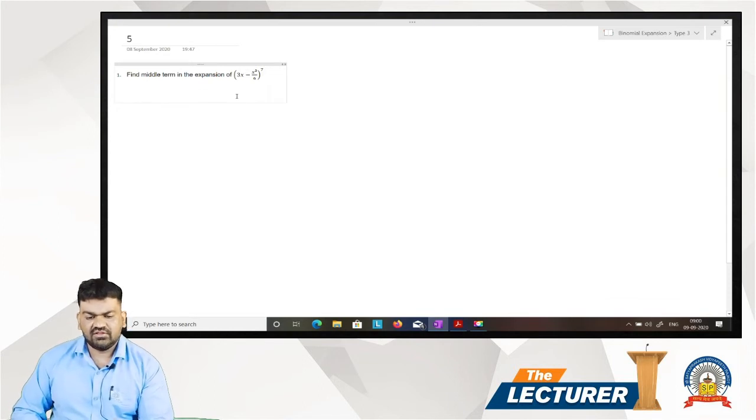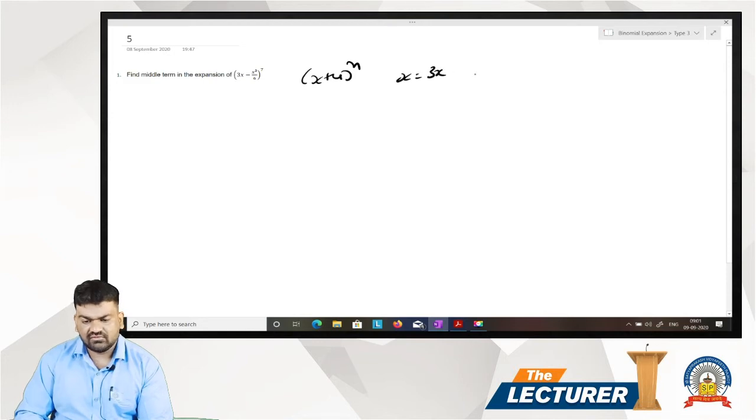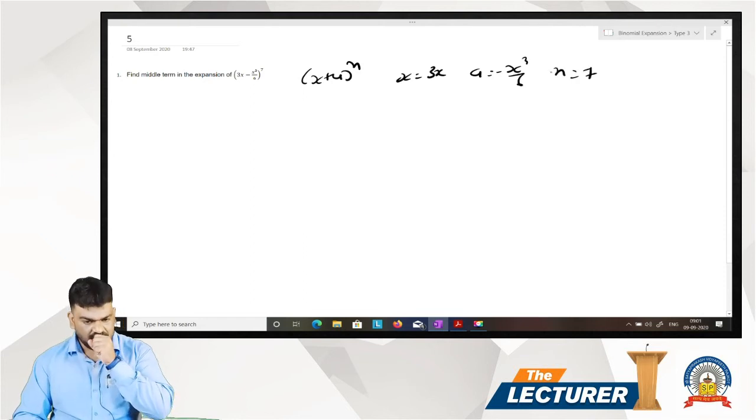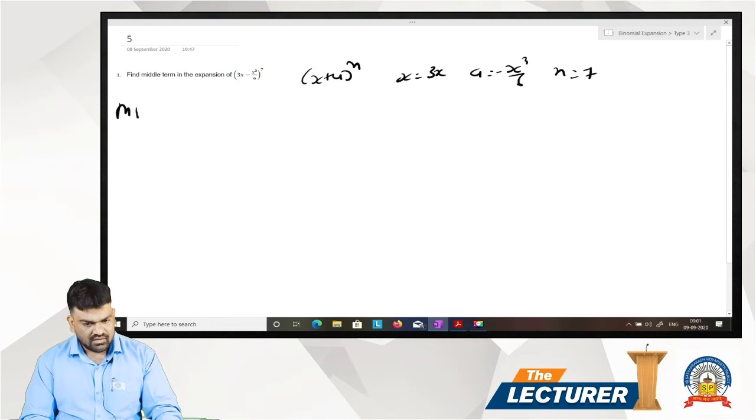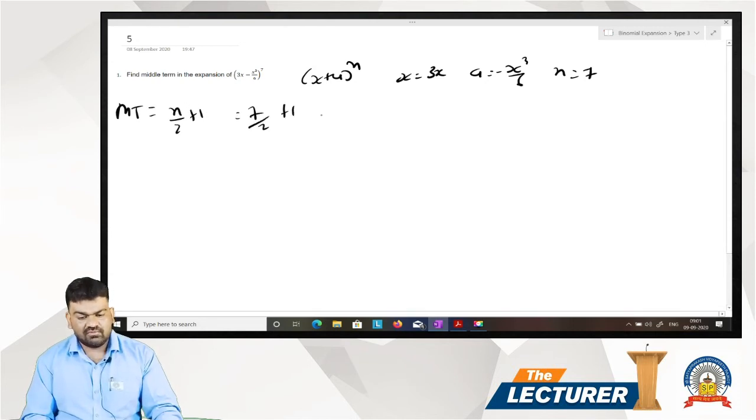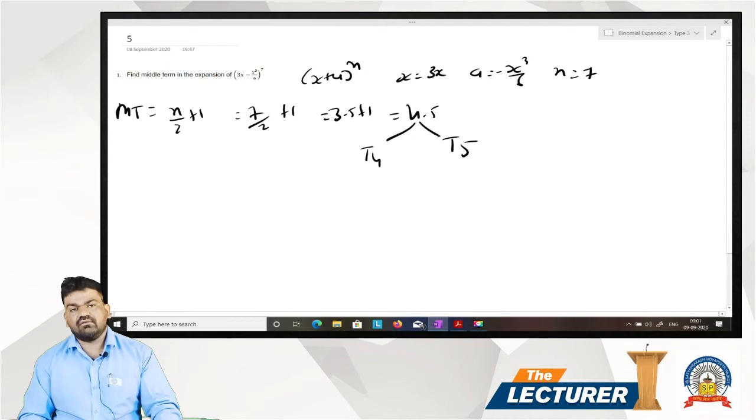Next, example number 5. Find the middle term in the expansion of (3x minus x cube divided by 6) raised to 7. Compare with (x + a) raised to n. What is x? x is equal to 3x. What is a? Minus x cube divided by 6. What is n? n is 7. Middle term, n by 2 plus 1, 7 by 2 plus 1, that is 3.5 plus 1, that is 4.5. So T4 and T5.